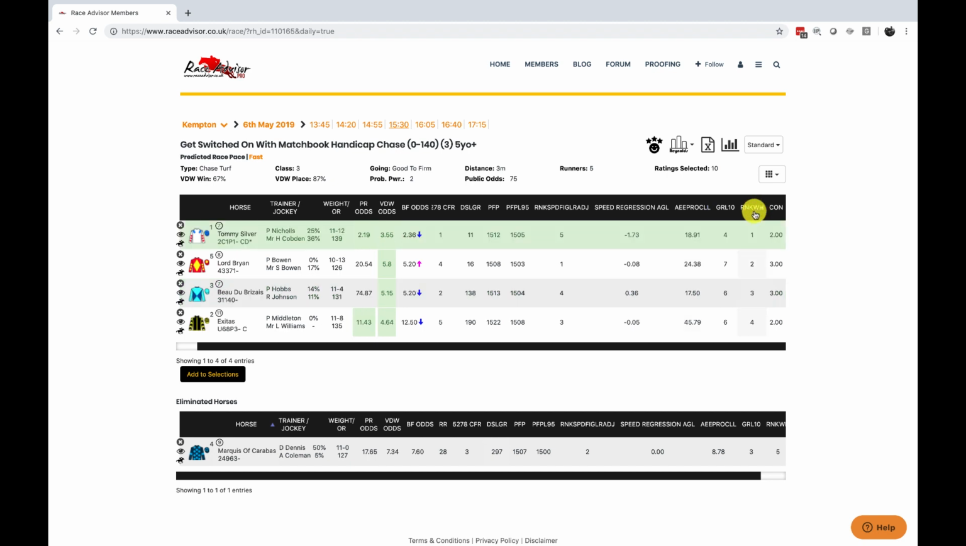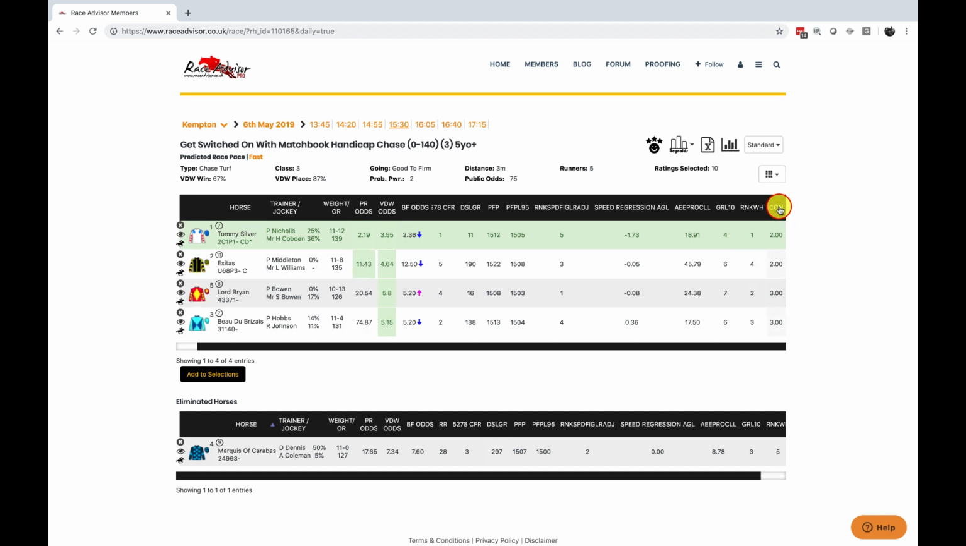We sort next by the rank win horse. And it's done all the time decay. And again, this shows the horses that rank best for their winning history. So which have the best winning history from the field? And Tommy Silver is back up at the top, whereas Exitas is back down at the bottom. Lord Brian again in the middle, as is Beau de Brisé.